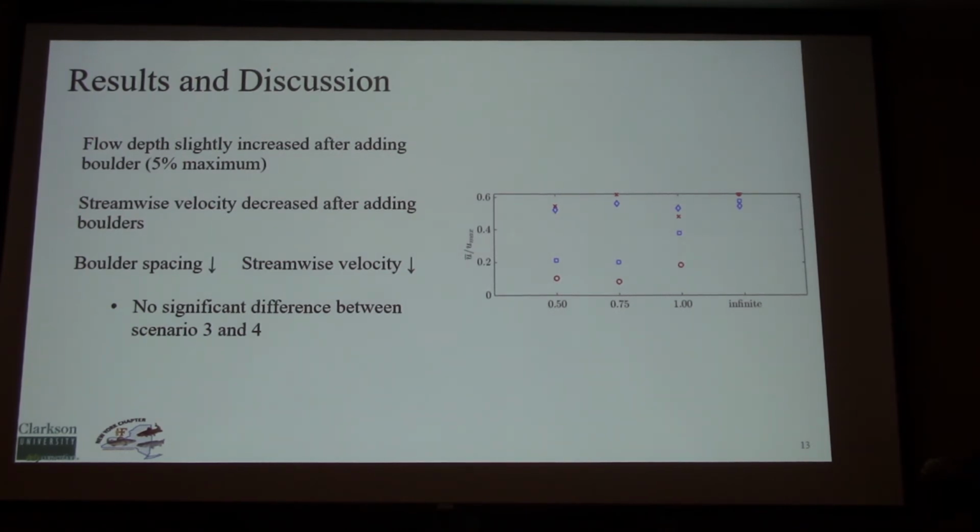After adding boulders, the streamwise velocity decreased. And also when we decrease the boulder spacing, the streamwise velocity decreased more. But no significant difference between scenario 3 and 4, meaning 0.5 meter and 0.75 meter spacing, was observed in terms of the streamwise velocity.